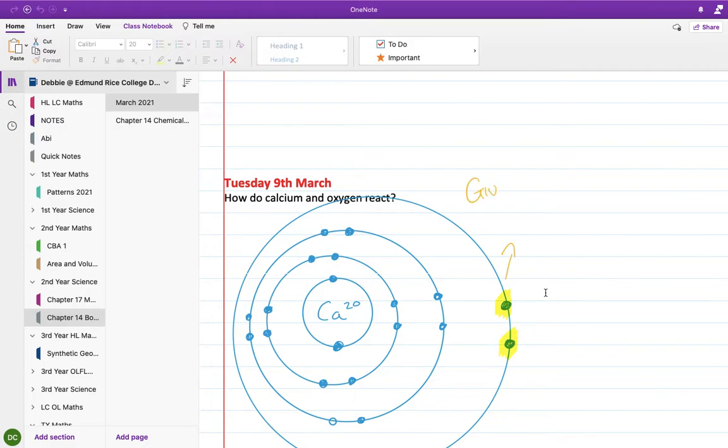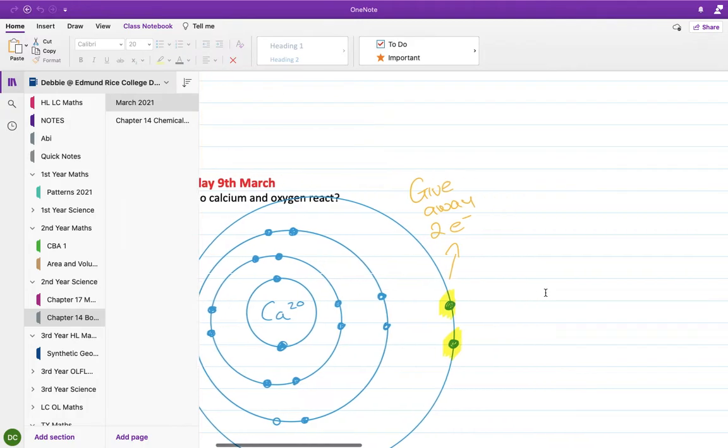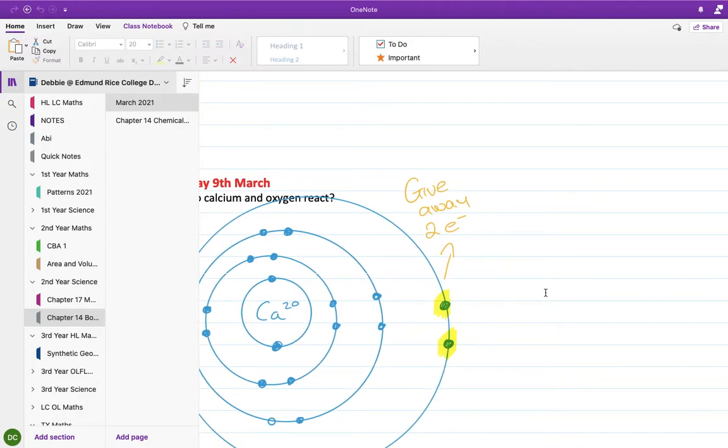So calcium is going to want to give away these 2 electrons. E minus is a symbol for electrons. I don't know if I said that to you the other day. Yeah, it's much more likely that they're going to give away 2 than they're going to get 6. So they're not going to get 6. So they're going to want to give those away.